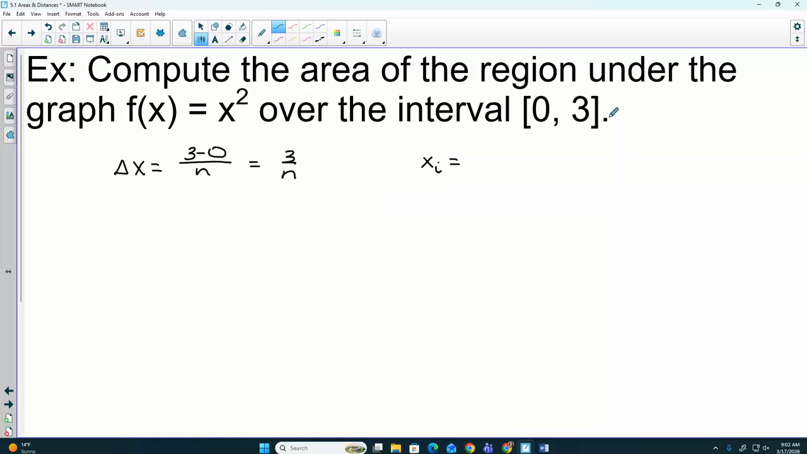What's the starting point here? 0. So it's always your starting point plus your change in x times i, because you'll add the 3 over n the first time, and then the second time, and then the third time. So this is how we'll find it every time. So for us, this turns out pretty nice. It's just 3 over n times i. That would give us our x value at any given point.